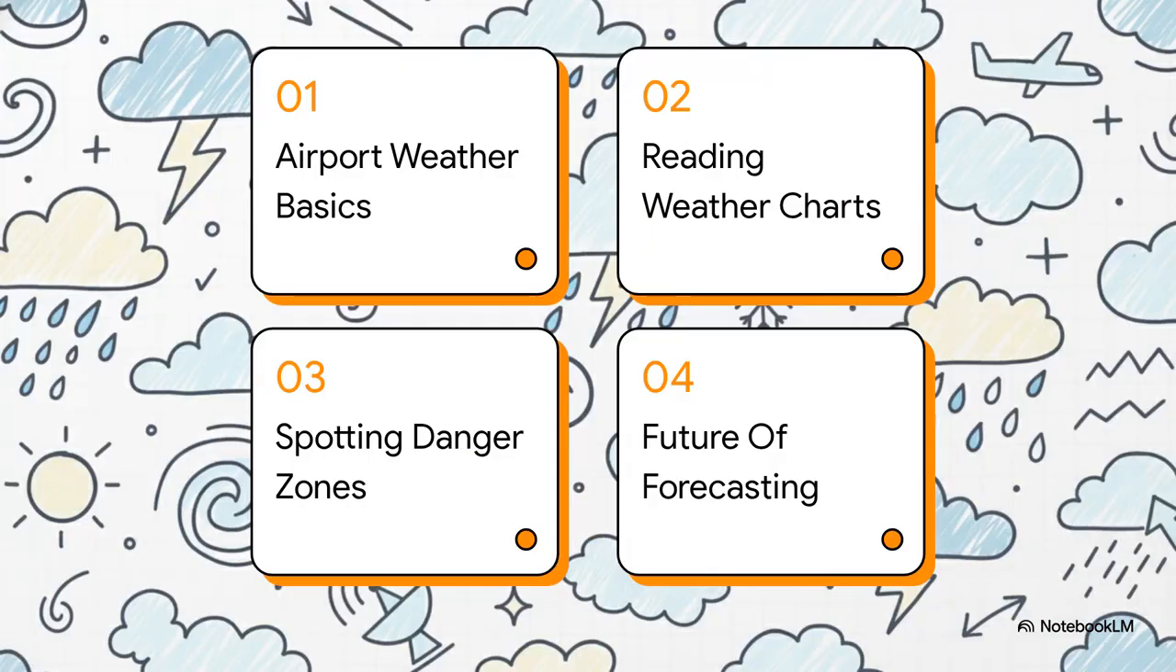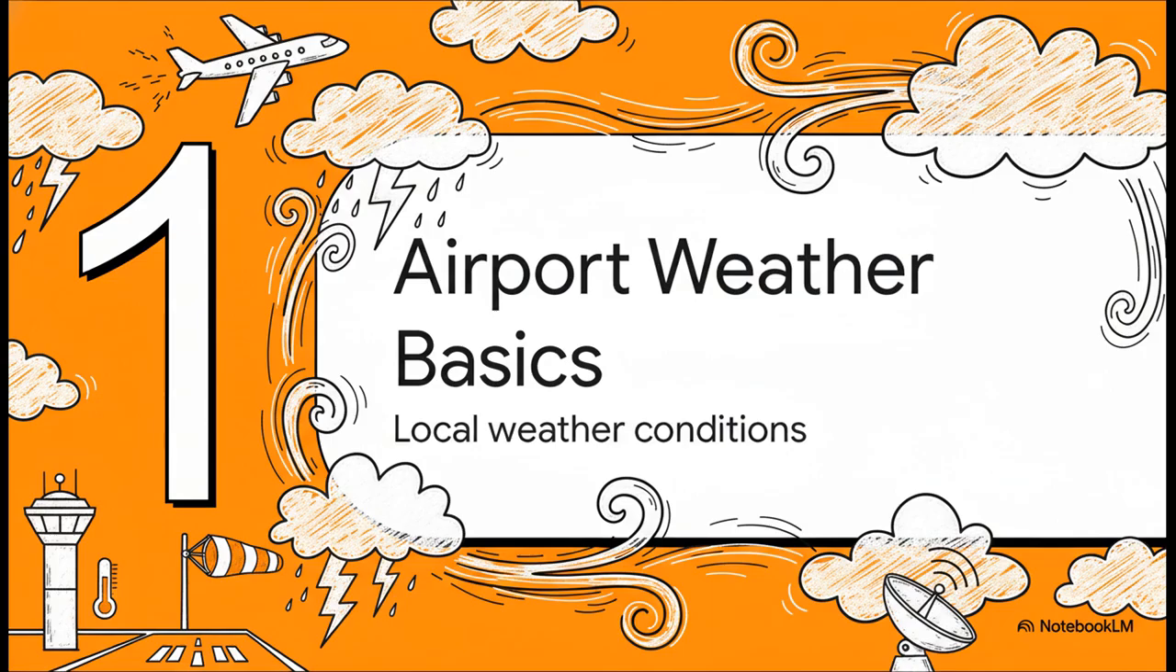So here is our flight plan for today's explainer. First up, airport weather basics. Then we'll move into reading the weather charts. After that, spotting the danger zones. And finally, we'll wrap up by looking at the future of forecasting. Okay, Section 1, Airport Weather Basics. Let's look at local weather conditions.